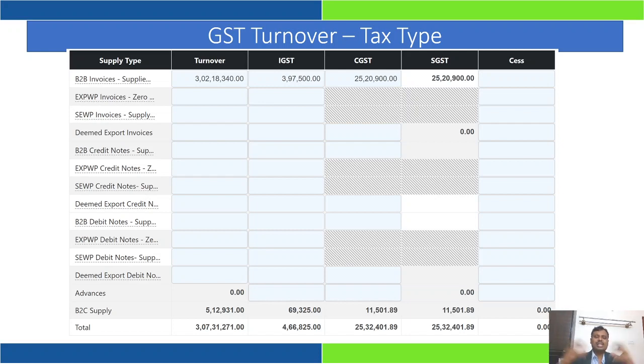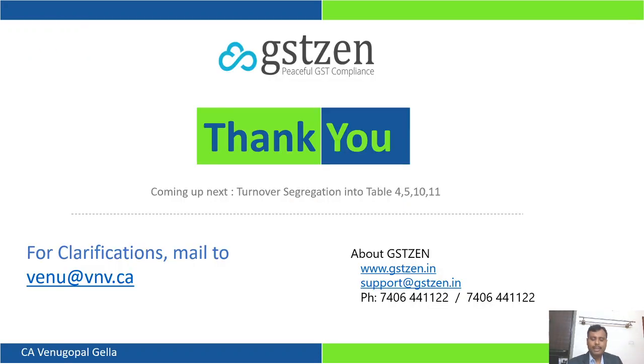So friends, this is how one has to arrive at a GST turnover from the books of accounts. This chapter was about arriving at gross turnover. Please watch us on the next chapter. After arriving at the gross turnover, how do we segregate this turnover between table 4, 5, 10 and 11?